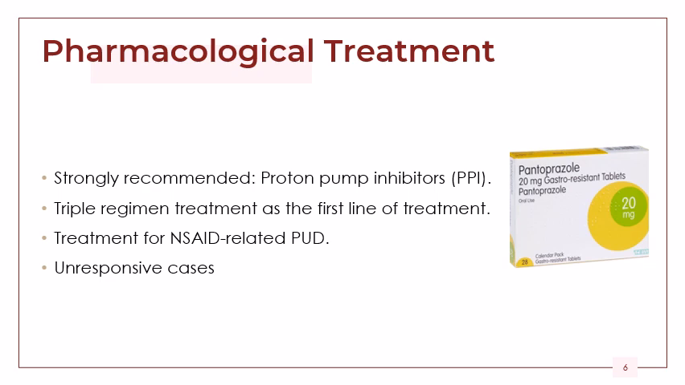Strongly recommended are the proton pump inhibitors, showing a high efficacy due to the fact that they block the production of gastric acid to allow healing and provide relief. For H. pylori related PUD, a triple regimen that consists of the PPI and 2 antibiotics is the first line of treatment, often administered for 7 to 24 days.